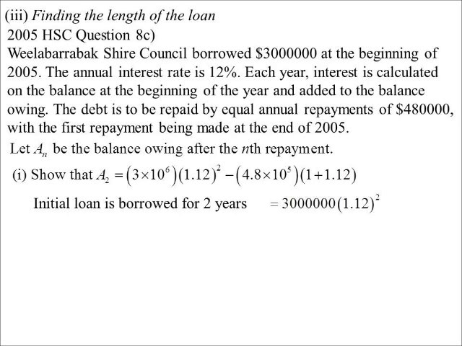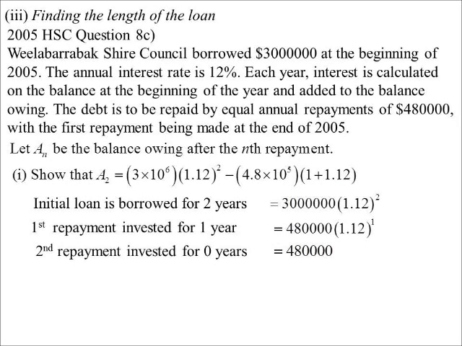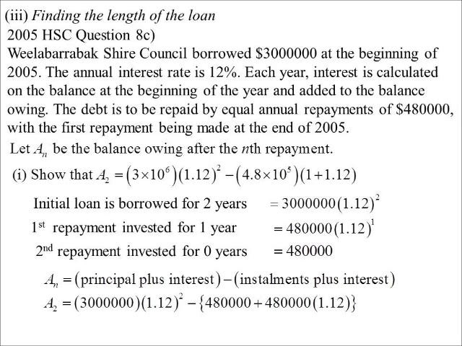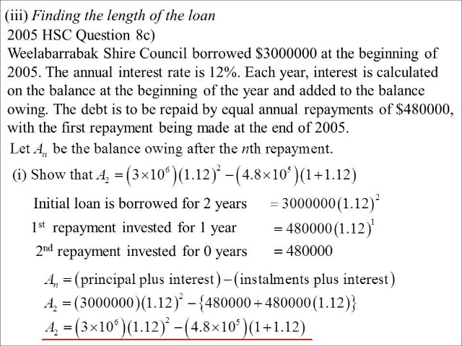So, okay. Well, we know the initial loan is borrowed for 2 years, 3 million, which, by the way, in scientific notation is 3 times 10 to the 6. First repayment will only be invested for 1 year now, because we're only talking about 2 years. And then the second repayment, power of 0 for this one. And so it'll be principal plus interest minus instalments plus interest. So, we actually have got the same thing. The only difference is they're using scientific notation. I've got a bit of factorising to do on the second parentheses there. But if I factorise that out, we have got the same expression.